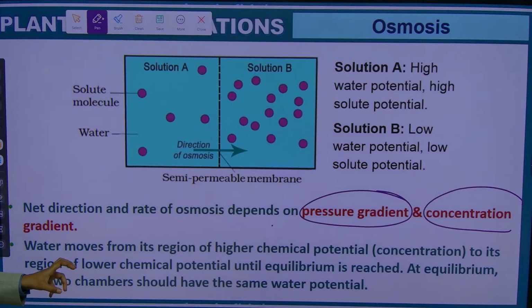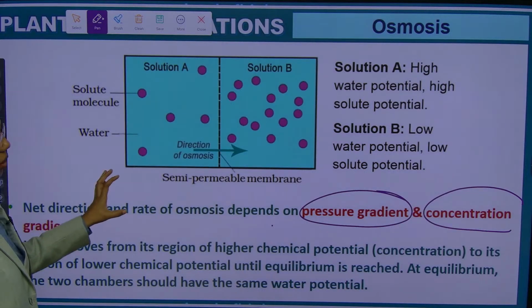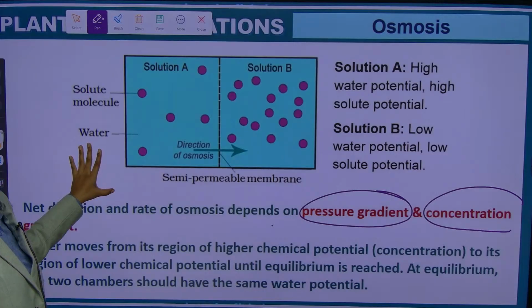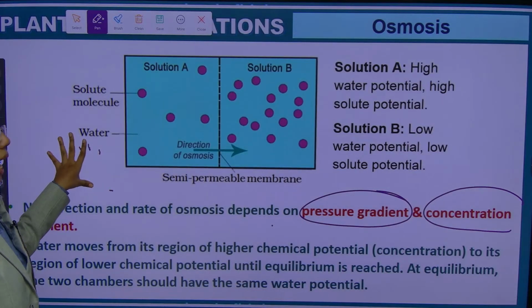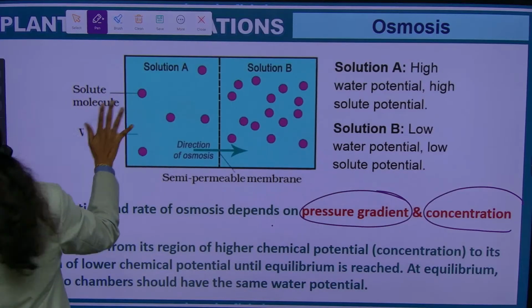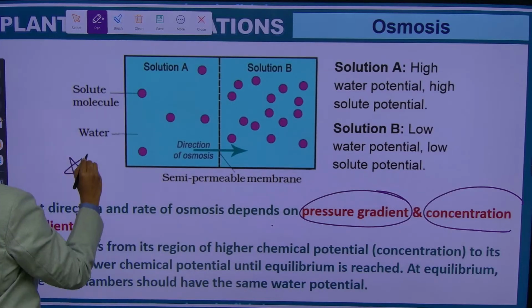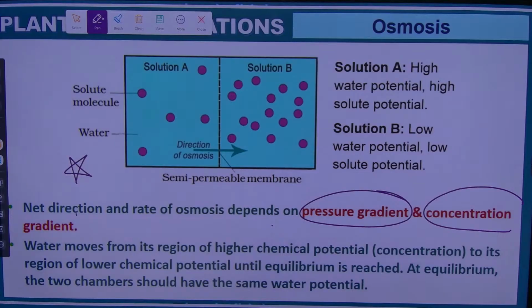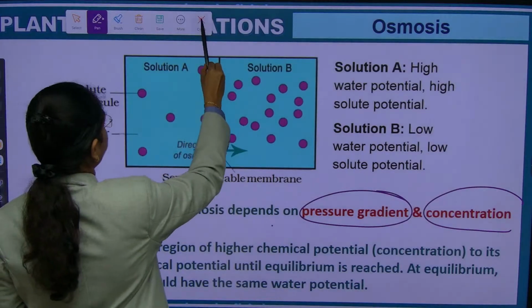Here water will move from the region of high concentration, high water potential, to low water potential, which we already know. This diagram-based question has been asked multiple times in your exam. Fine, right? Next.